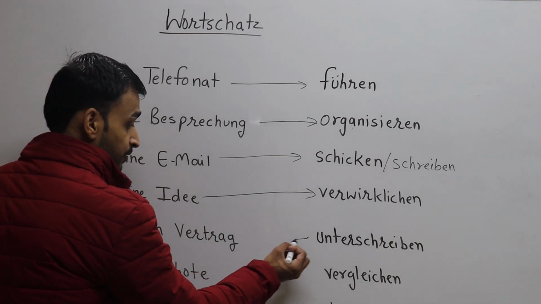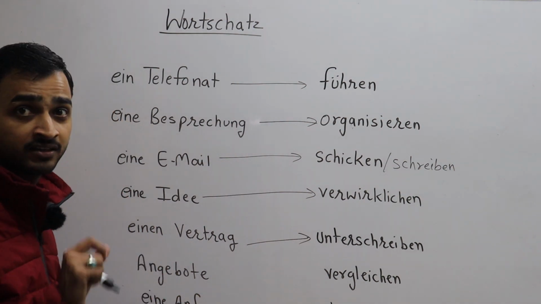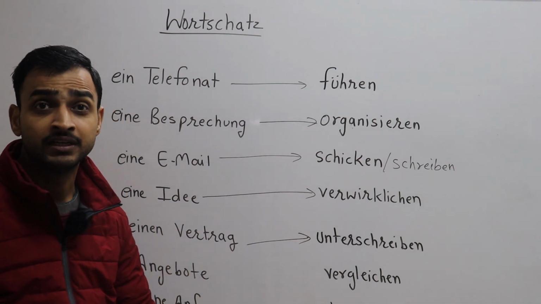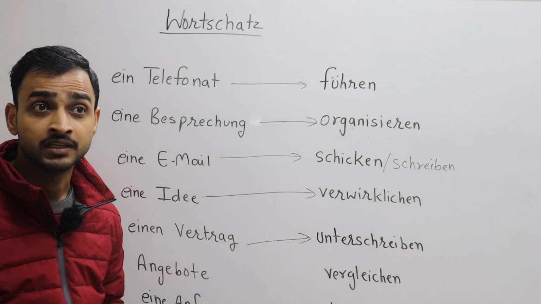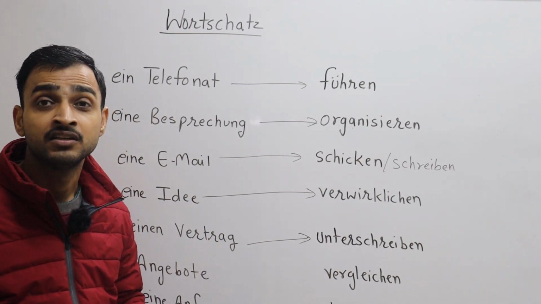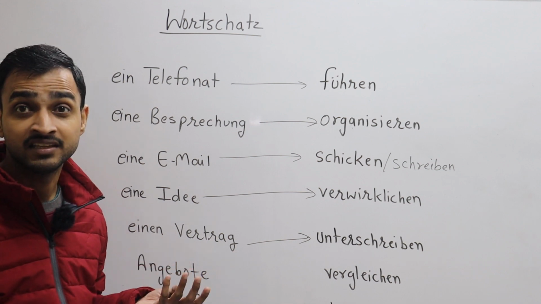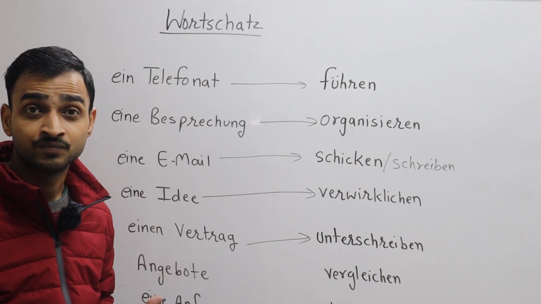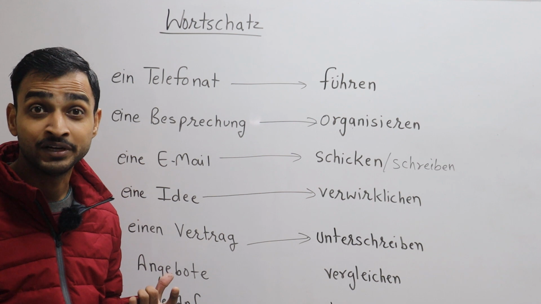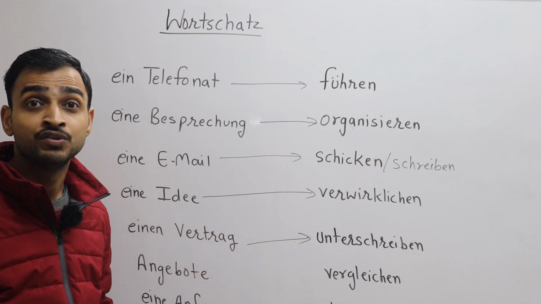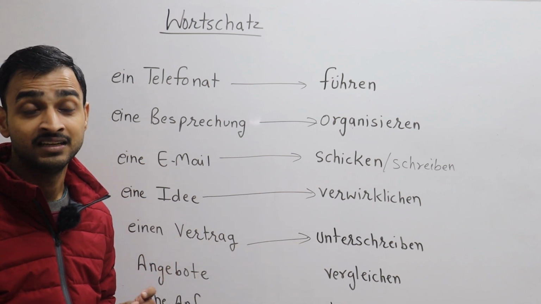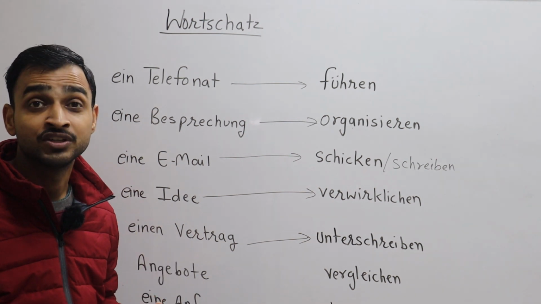Einen Vertrag unterschreiben. Vertrag, contract, to sign the contract. If we get a job, there is a job contract. If we find a room on rent, there is a room contract, house contract. So Vertrag can be anything. Job contract, Jobvertrag, Mietvertrag, rent agreement. So unterschreiben, we sign the rent agreement and then we accept the terms and conditions.